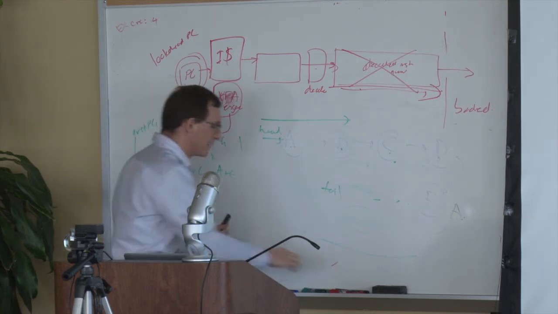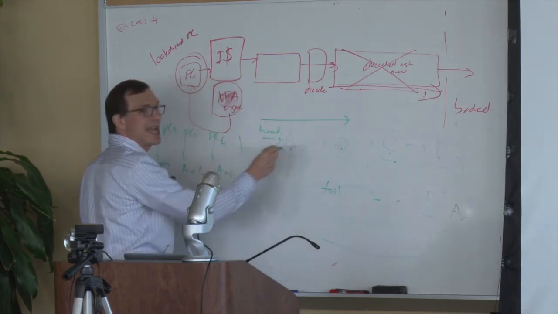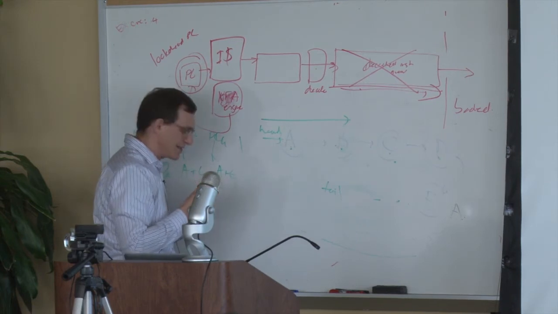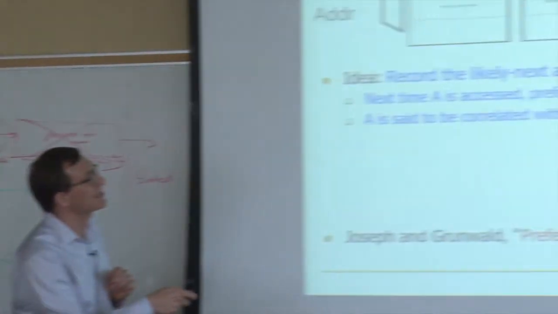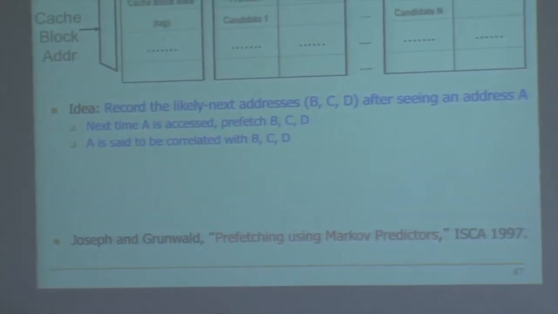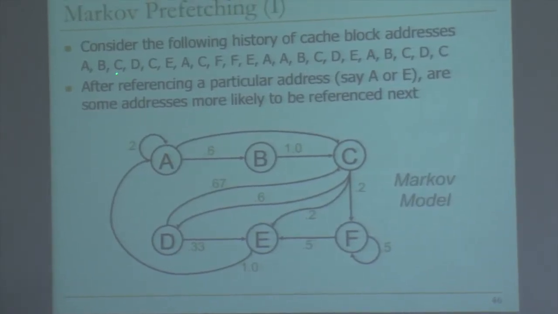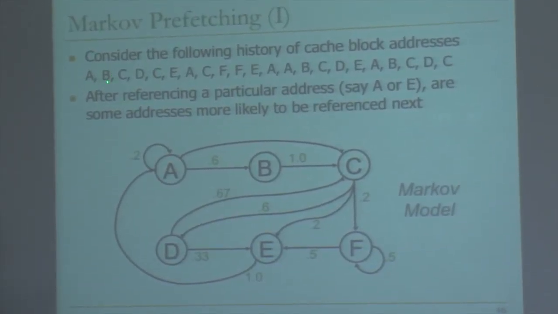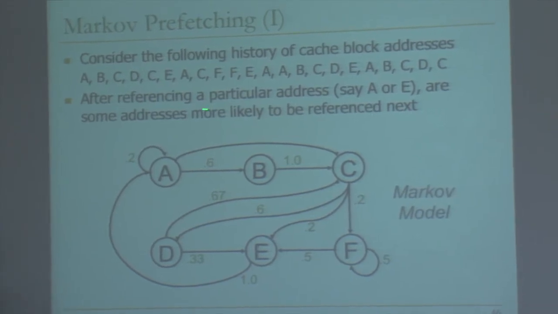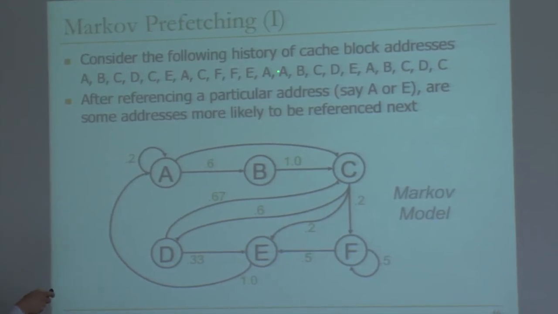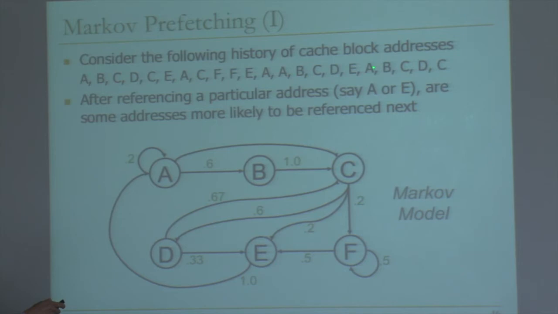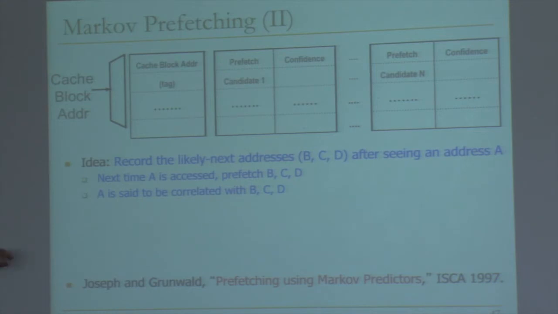So by recording what addresses you see next after you see address A, you can prefetch the next address. So that's the idea of a Markov prefetcher. Basically, record the likely next addresses after seeing address A. In this case, the likely next addresses after A are B, C, D in this access pattern. B follows A here. B follows A here. And B follows A here. And at some point, C follows A over here. So next time A is accessed, you prefetch B, C, D.